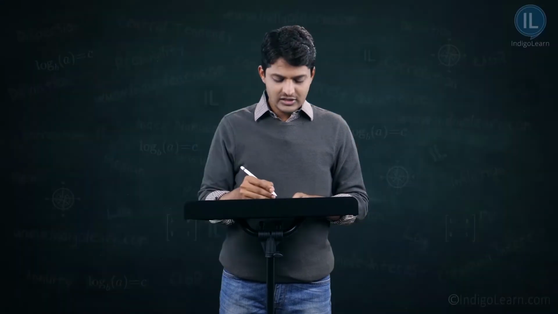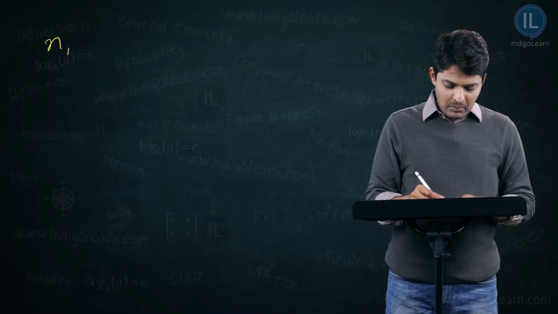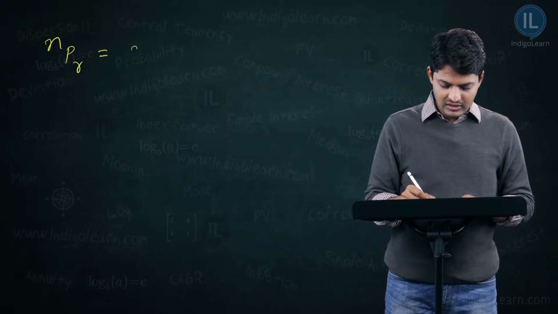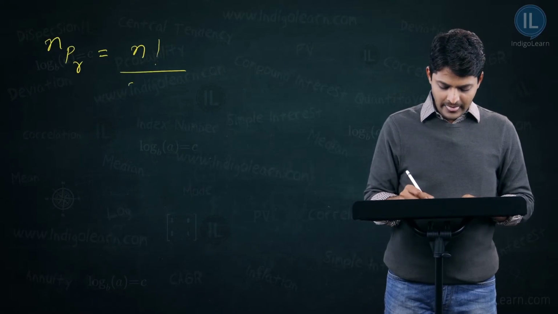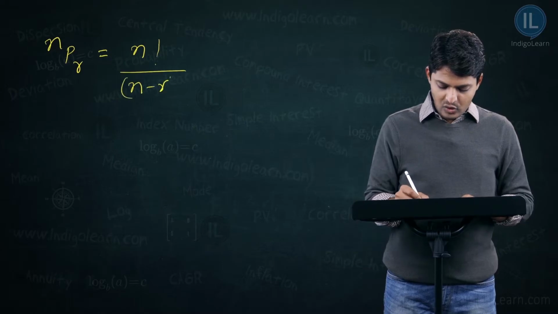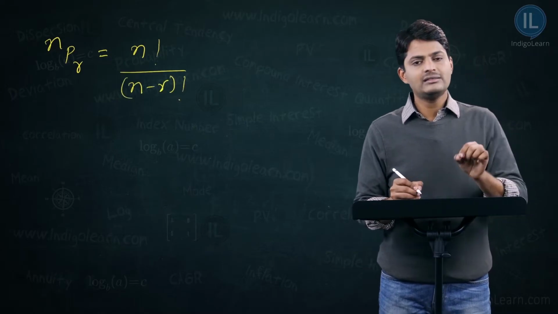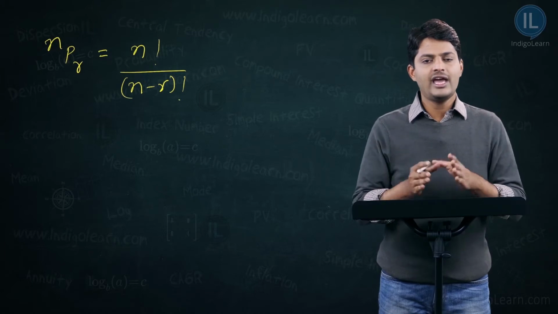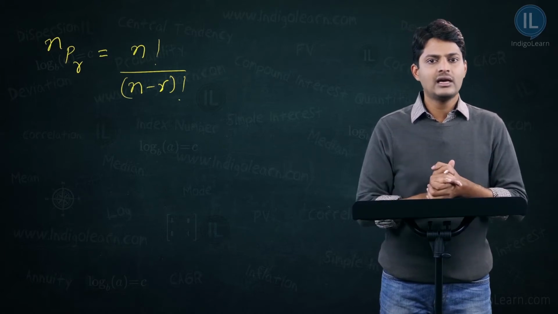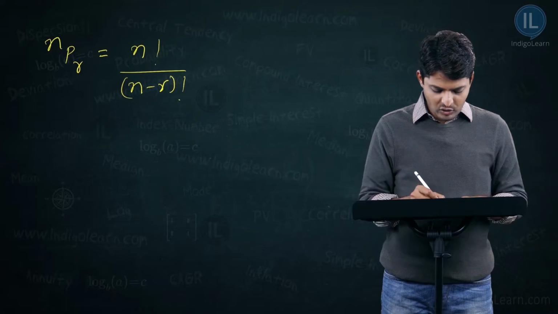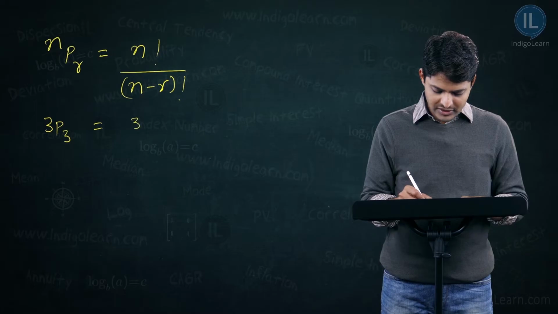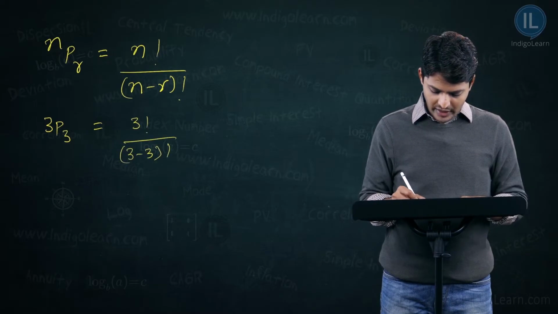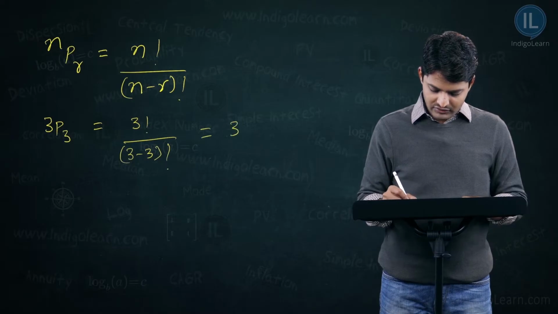So the notation for nPr is nothing but n factorial by (n minus r) whole factorial. If you recall, guys, I am writing it as a whole factorial, so n minus r should come in the brackets, correct? Now I want to compute the value of 3P3. So the numerator will be 3 factorial, and the denominator will be (3 minus 3) whole factorial, or in other words, you have 3 factorial by 0 factorial.